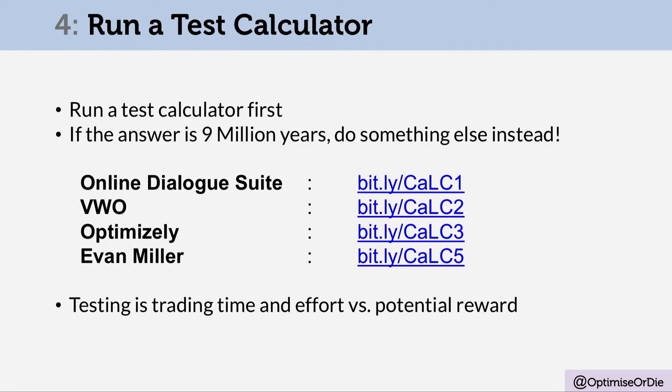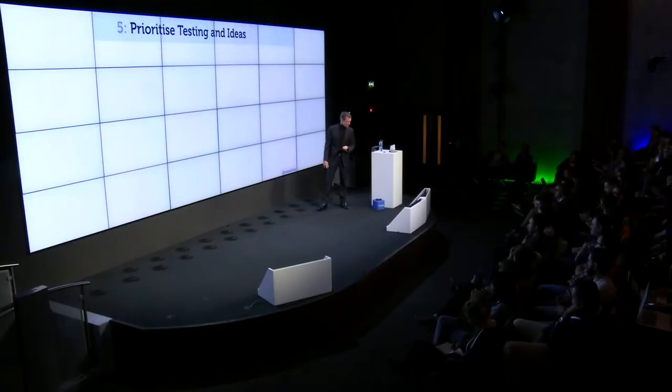Number four, run a test calculator. If the answer to how long is the test going to take is 9 million years, you may be dead by then. Do something else instead. Testing is trading time and effort versus potential reward. Work out the time and effort bit first before you concentrate on the reward bit.